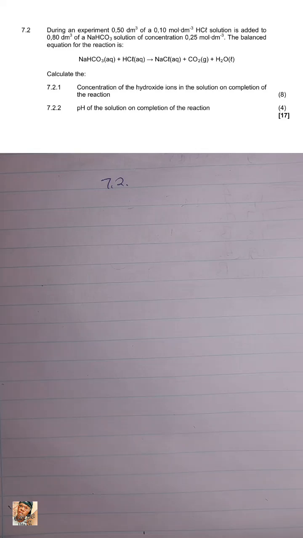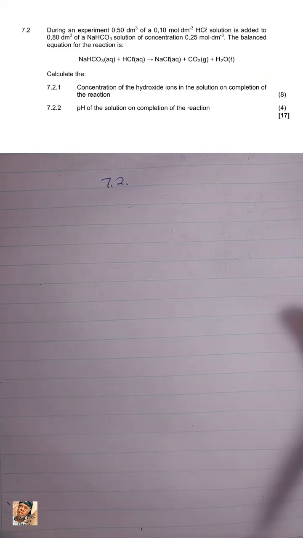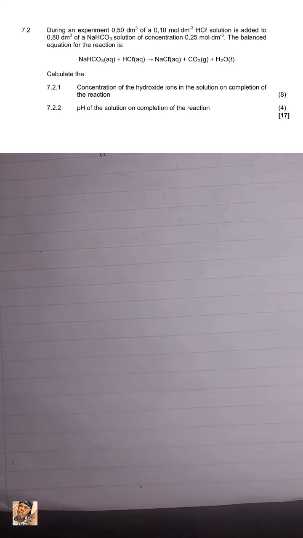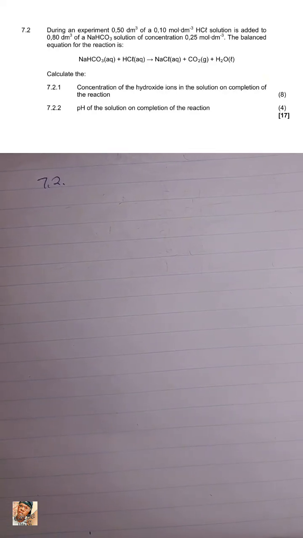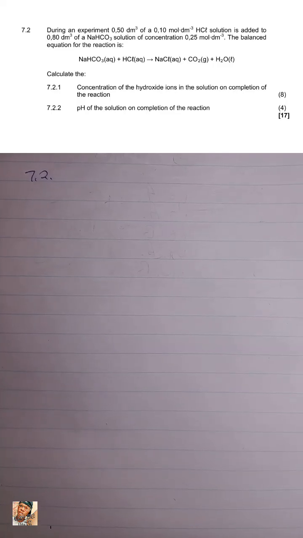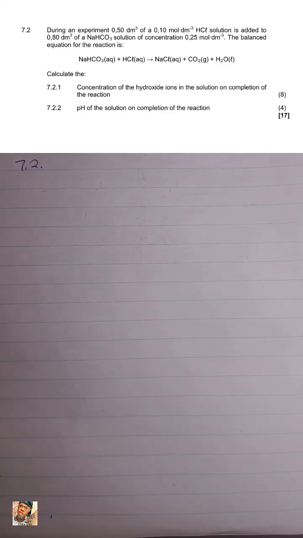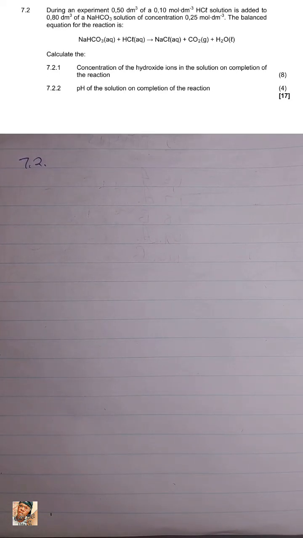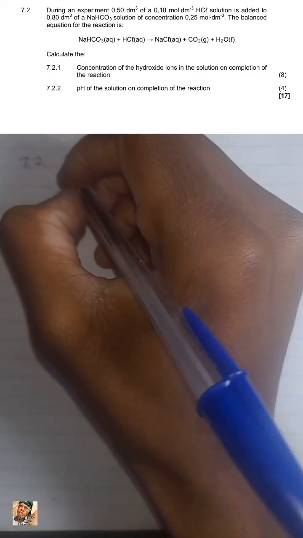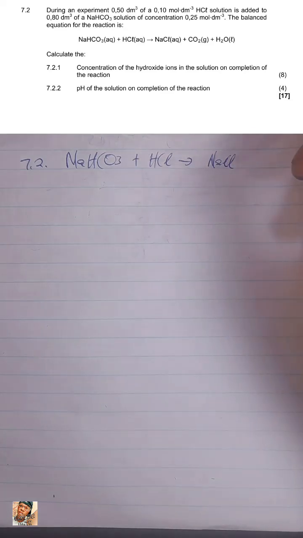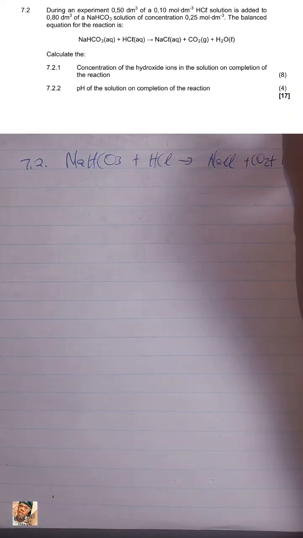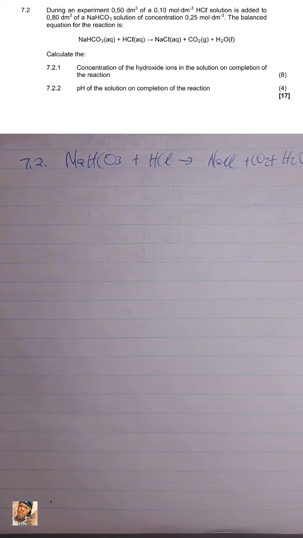Okay, so I don't have enough space, so let me just shift this a little bit to the left. All right, that's perfect. So let us write the balanced equation. We have sodium hydrogen carbonate in aqueous solution plus the hydrochloric acid, giving us the sodium chloride, which is table salt, plus carbon dioxide, plus water, of course. Right? So this is the balanced equation.